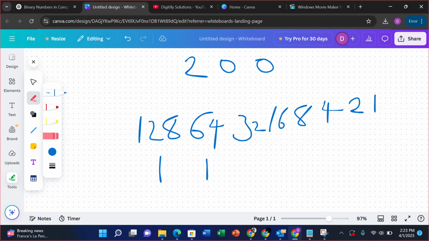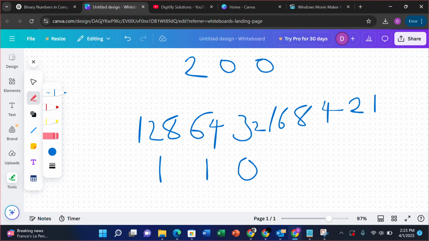192 plus 32 is 224, which is greater than this. So adding 32 to what we already have is going to be more than the base number, which is 200. So 32 is going to be a 0 because it's going to be greater than this.